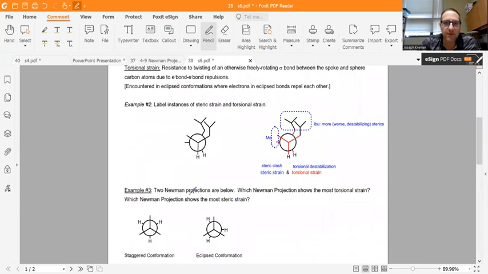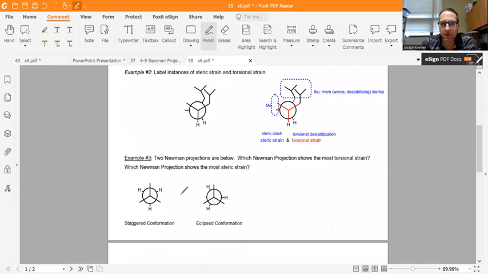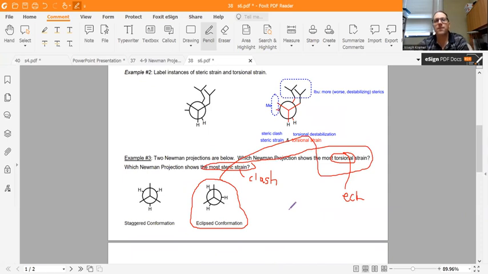Example 3: two Newman projections are below. Which Newman projection shows the most torsional strain? Torsional, I'm thinking eclipsed. Whichever one is eclipsed, that's it. Which shows the most steric strain, steric clash, fighting for the same space? In this case, the answer is the same for both. It's going to be the eclipsed conformation, which has more torsional strain and more steric strain. The eclipsed conformation, each and every time.